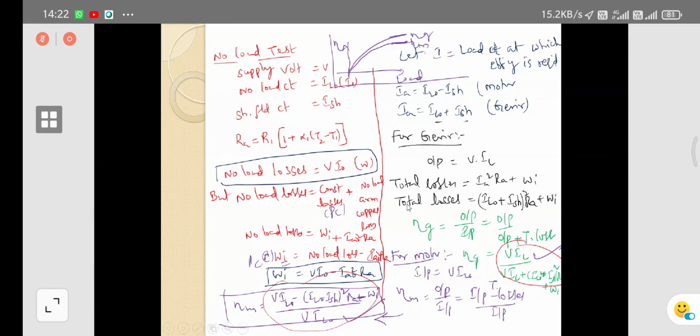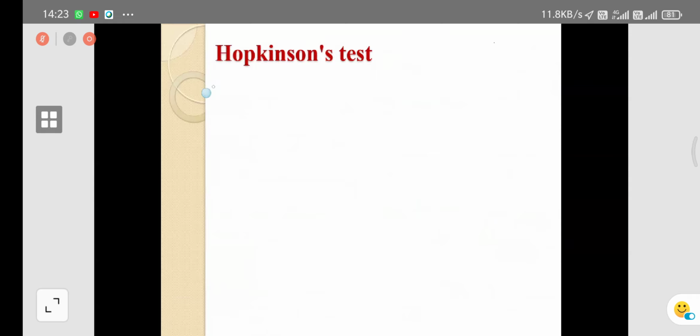Next, coming to the Hopkinson test. In earlier classes we have discussed the brake test and the Swinburne test. The main disadvantage of the brake test is that it is applicable only for small rating machines.